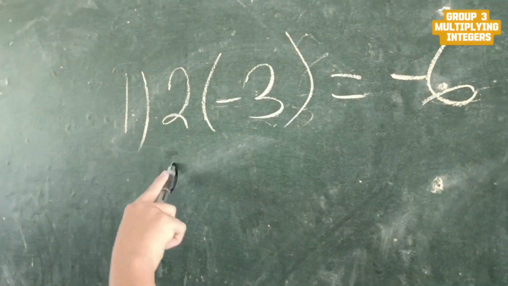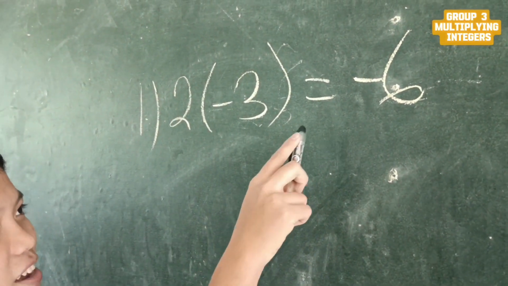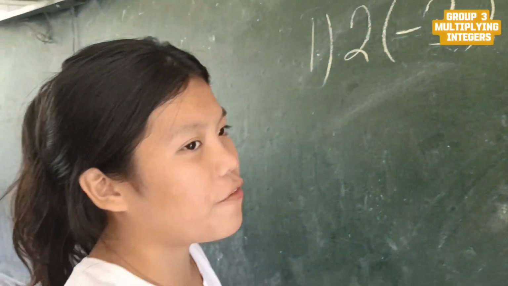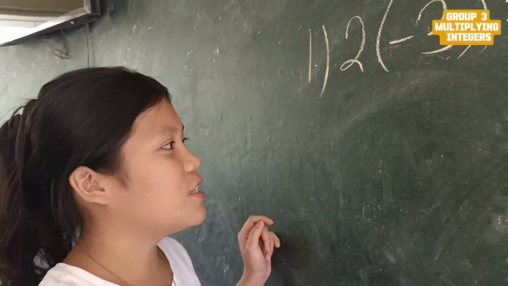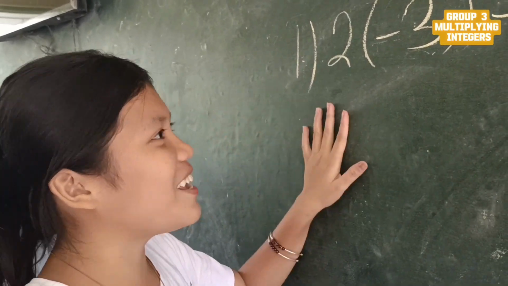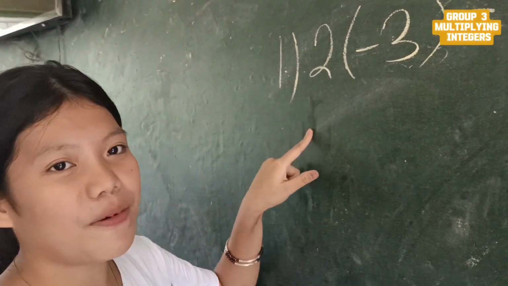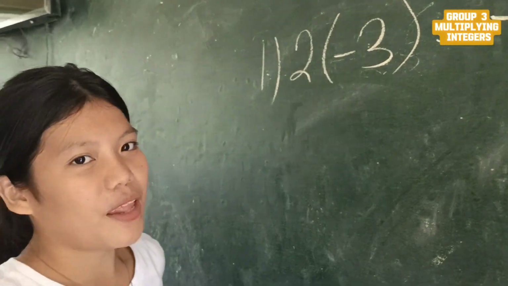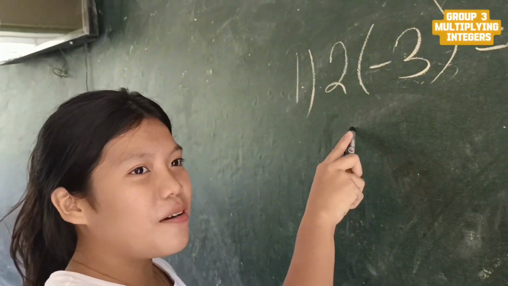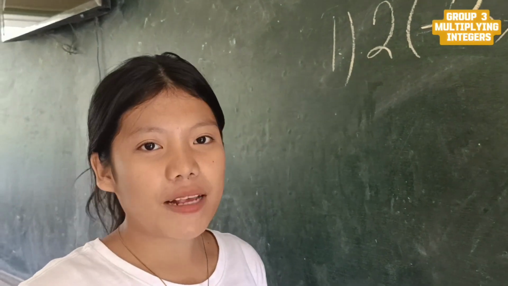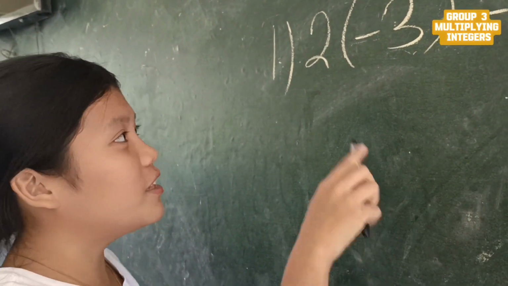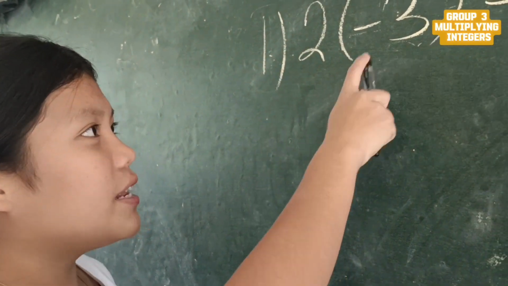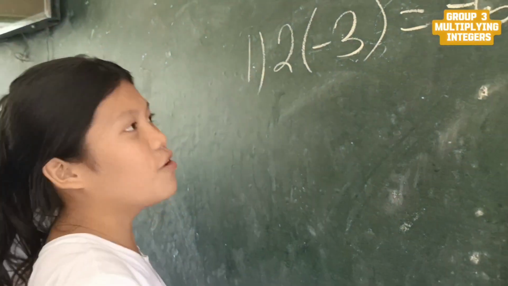First example, 2 multiplied by negative 3 is equal to negative 6. If one number has a different sign, we will follow rule number 2. If positive is multiplied by negative, the product is always negative. Therefore, 2 multiplied by negative 3 is equal to negative 6.